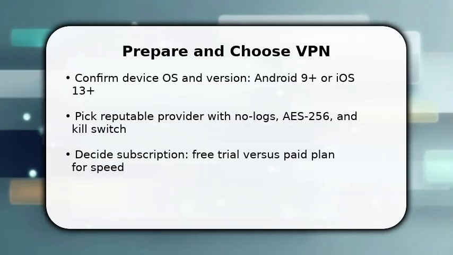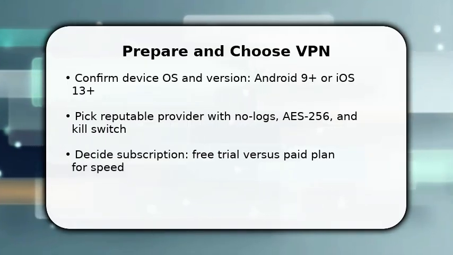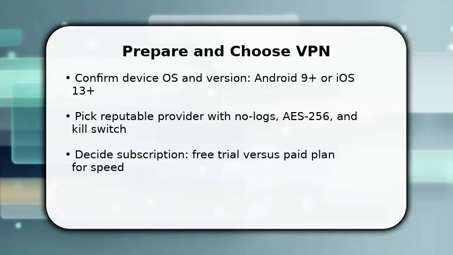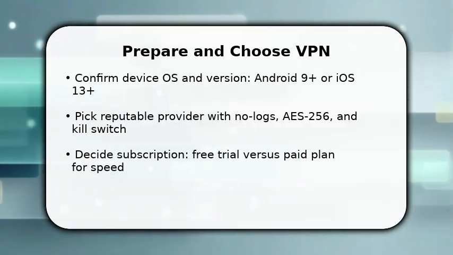You start by confirming your mobile OS and available storage so the app installs smoothly. Next, choose a reputable VPN that uses AES 256 encryption and a clear no-logs policy. This protects privacy and data.